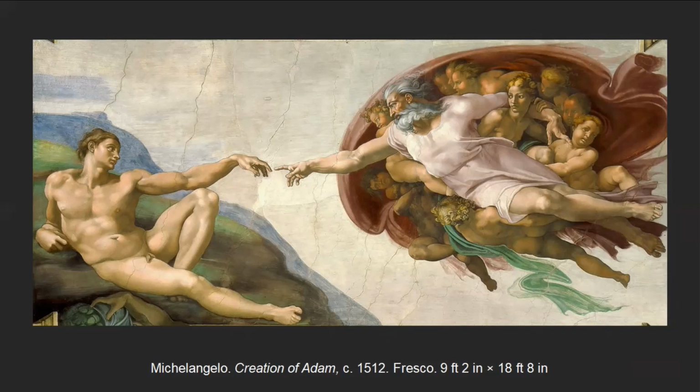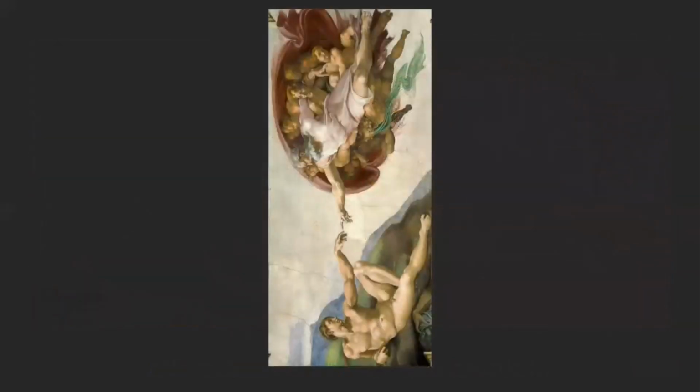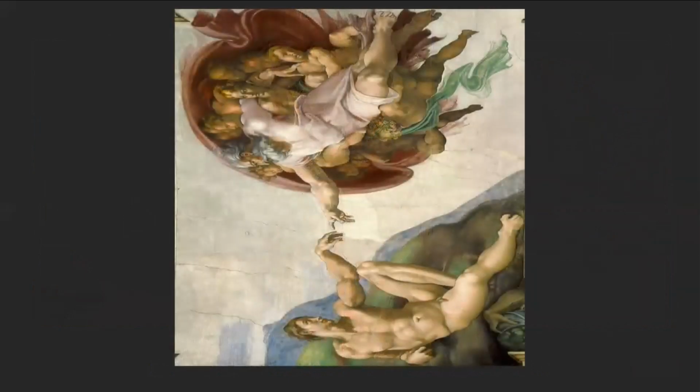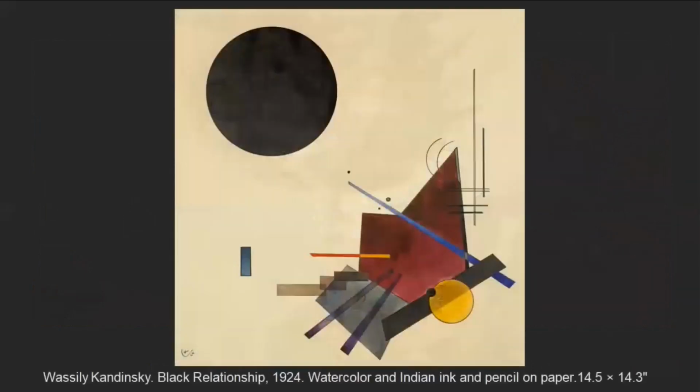I'm going to take this image and rotate it, and stretch it out a little bit. And then I'm going to show you this painting by Wassily Kandinsky called Black Relationship from 1924. The triangular shapes on the bottom right and the prominent circular isolated shape in the top left. Very clearly taking a compositional cue from Michelangelo here.